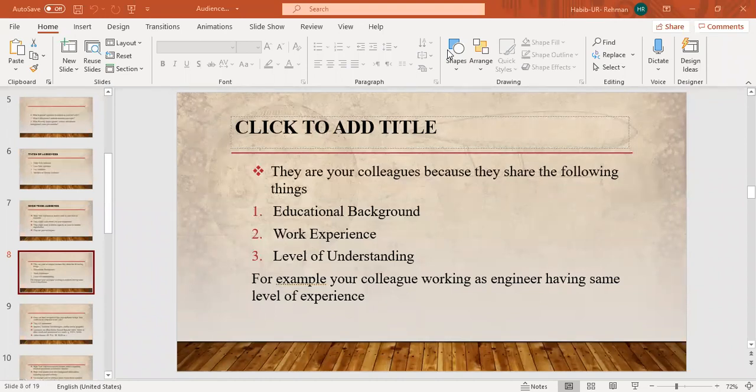So high tech audience are those people who share your educational background. For example, if you have a computer science degree, they do have that degree as well. And if you have 2 or 3 years working experience, they also have that kind of experience, and their level of understanding is almost equal to your level of understanding. For example, the level of concept you have in your mind, they also have that kind of level of understanding of computer science concepts. So these are high tech audience.